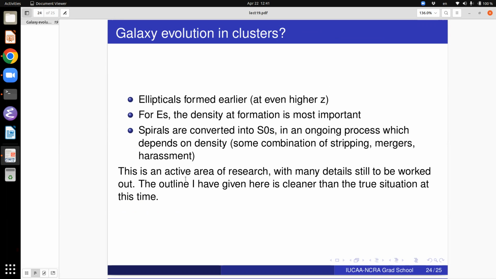What do we know now about galaxy evolution in clusters? First of all, these ellipticals formed earlier because the fraction of ellipticals does not seem to be evolving. So probably ellipticals formed at redshift 1 or even earlier. For ellipticals, the density at formation is most important, not what happened later on. Spirals are converted into S0s in an ongoing process which depends on density. Some combination of stripping, mergers, harassment, etc. must be active. This is an active area of research with many details still to be worked out, and this outline that I've given is a simplified picture of the reality.